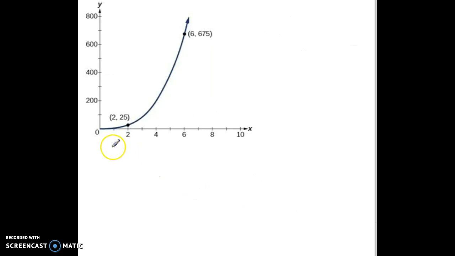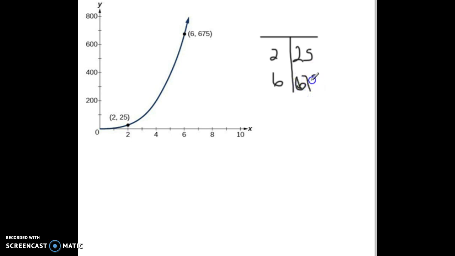Okay, let's look at this one. Now, if you use the rules I just told you, hey, it goes to the origin, but that's not a straight line. So another way we could check it is we could do a table. Do an XY table with 2 and 25. And then our next point would be 6 and 675.